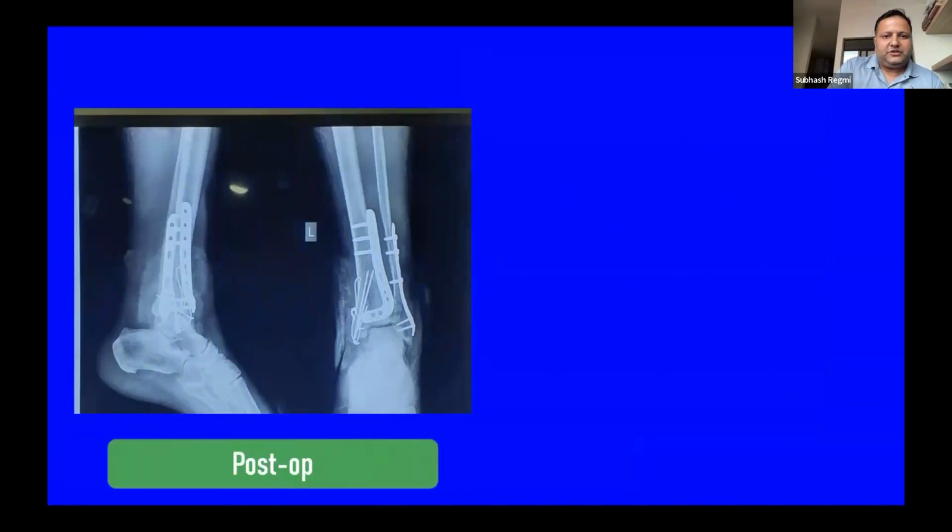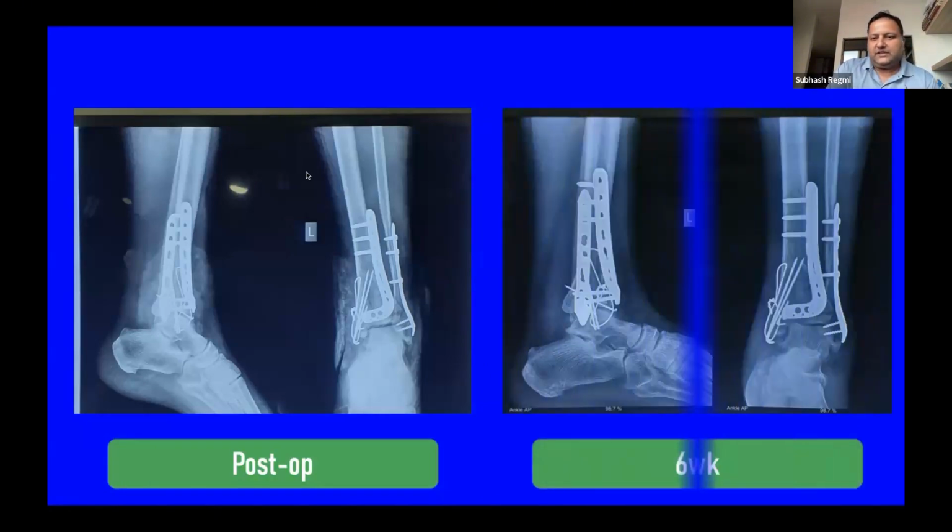So the immediate post-operative X-ray showed an acceptable articular reduction, and the implant positions were better, and there was no post-operative wound complication. The patient was discharged on the 4th post-operative day, and ankle range of motion was started on the 1st post-operative day. However, weight bearing was started only after 6 weeks following this X-ray evaluation.